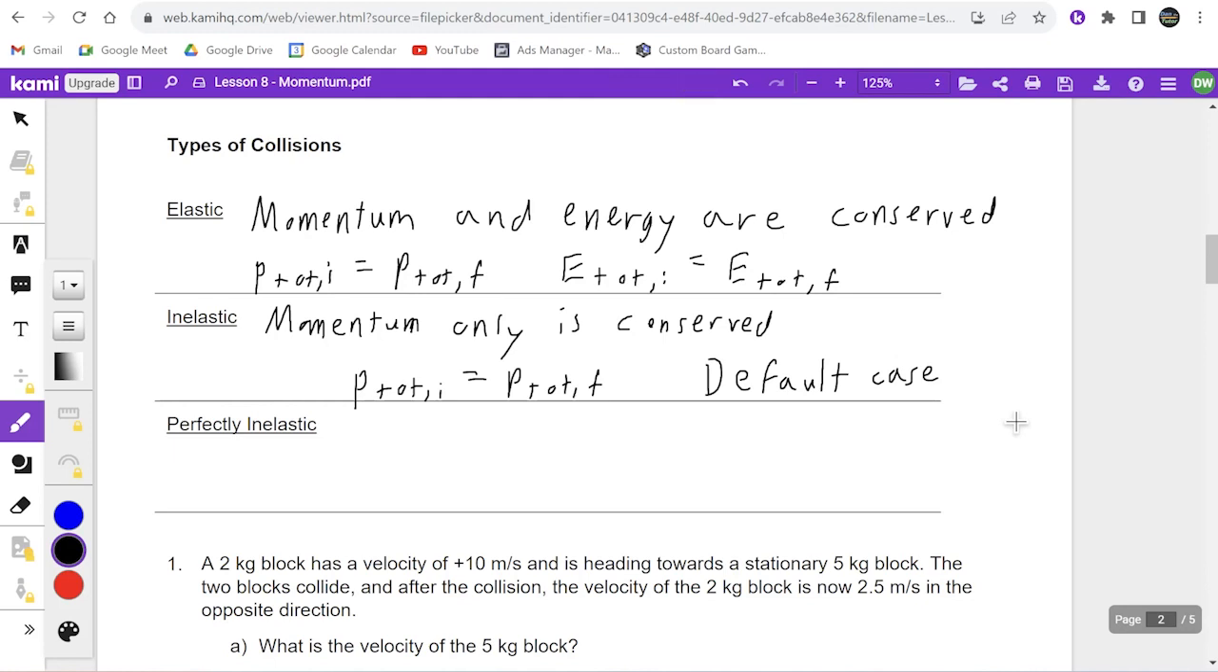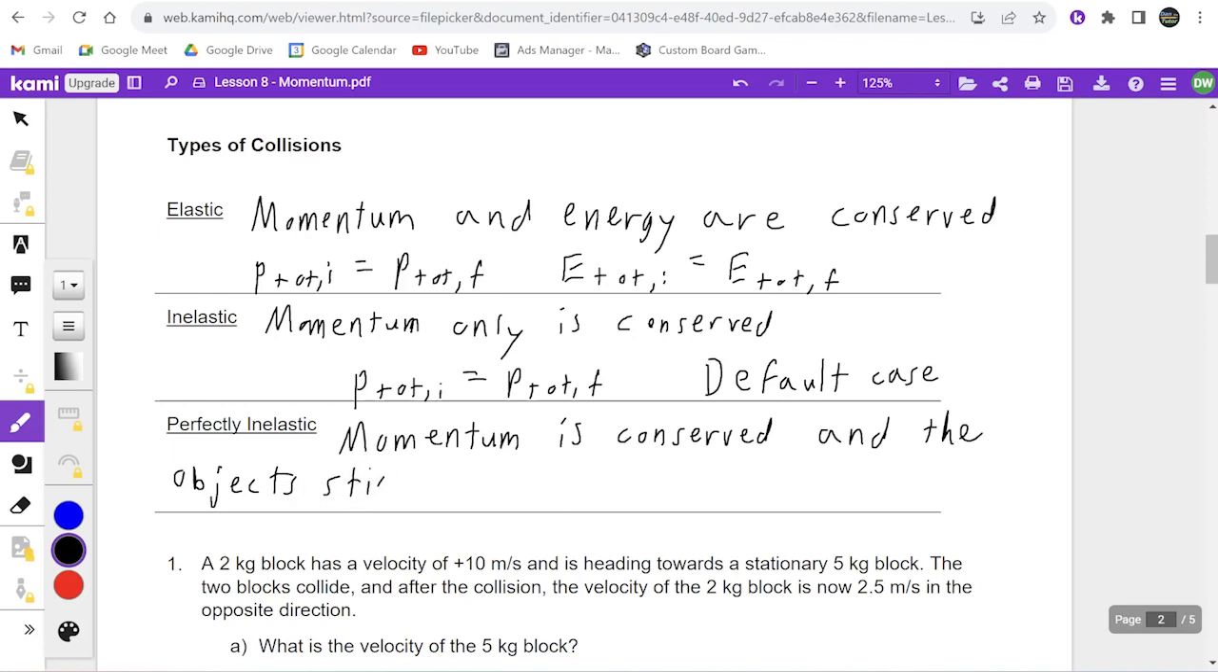And then the last case we have is perfectly inelastic. This is an interesting one. This is where momentum is conserved and the objects stick together. And what that looks like as far as the equations go, you're again going to write P total initial equals P total final. And there is one more thing it means, but we're going to wait until we get to that problem before I explain it, because it's kind of hard to explain in words. It's better to just look at the example.